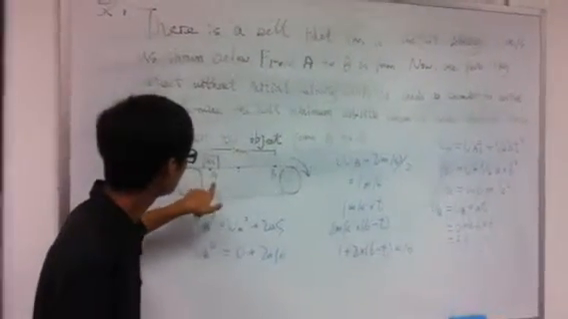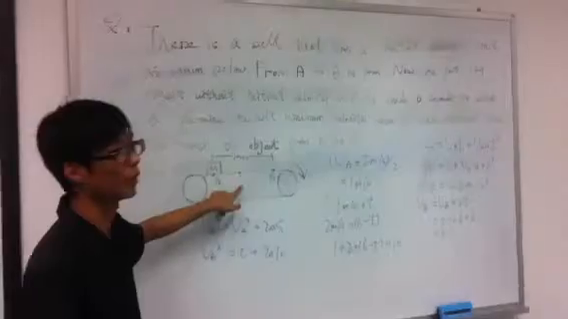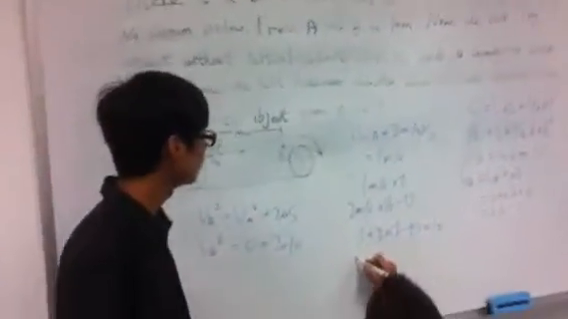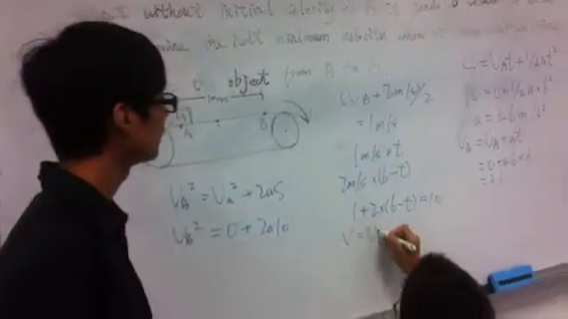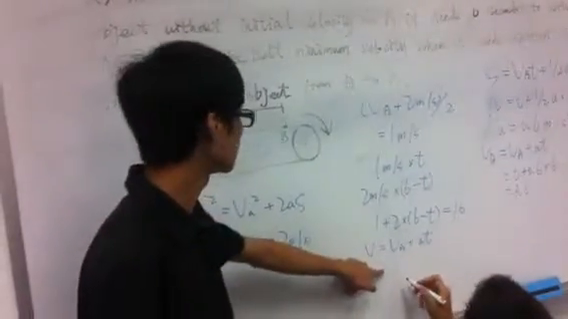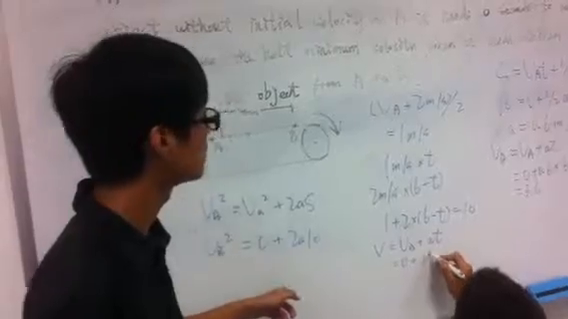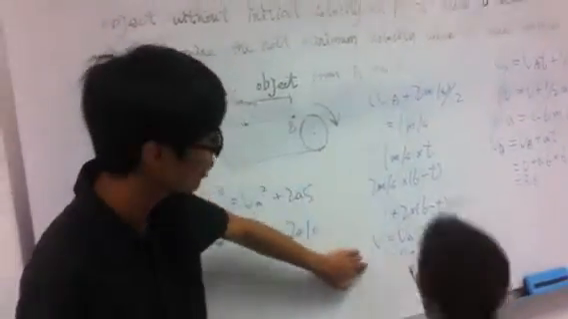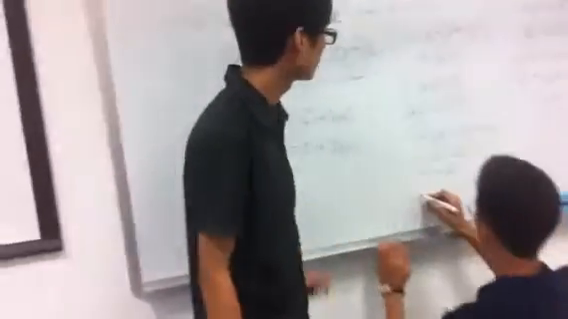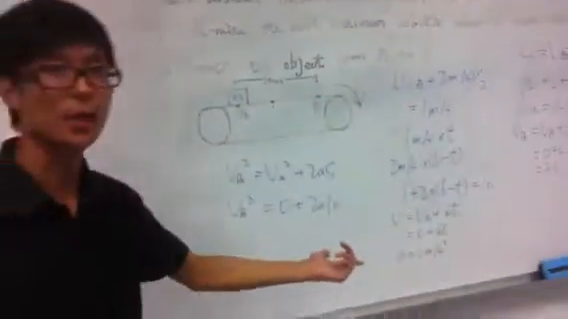Here, from A to this point, the velocity changes from 0 to 2 meters per second. So we can also write another equation: V equals VA plus AT. VA equals 0, so V equals 0 plus AT. Using these two equations, we can calculate A equals 1 meter per second squared. So this is a possible situation.